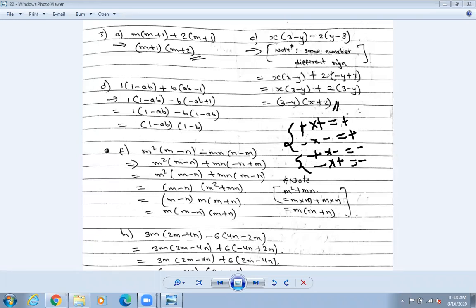Okay, so plus 2. Now, plus y becomes minus y, minus 3 becomes plus 3. Okay, now you can see the same type of number over here. So plus 3 is there, plus 3. Minus y is there, minus y.